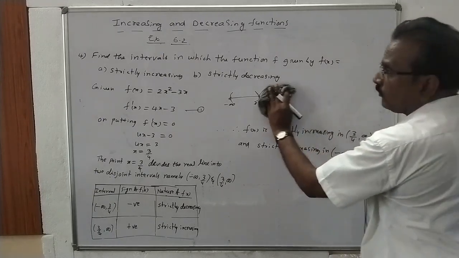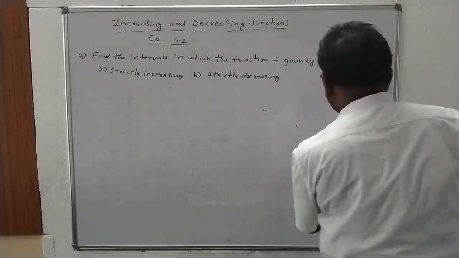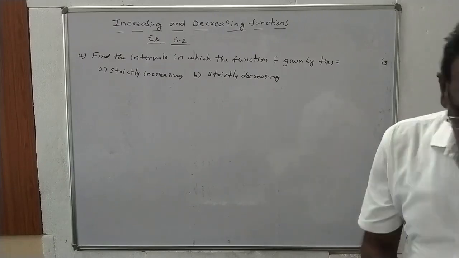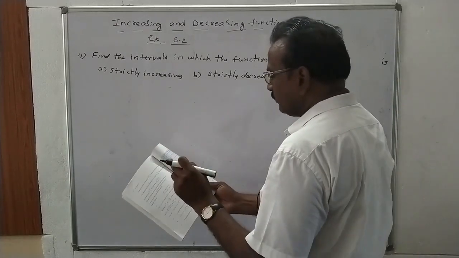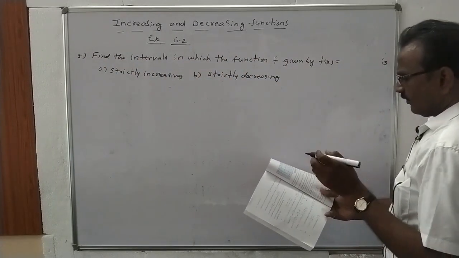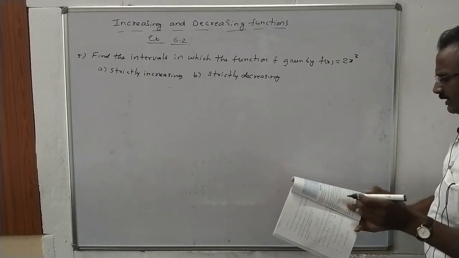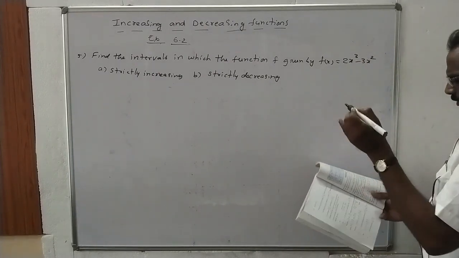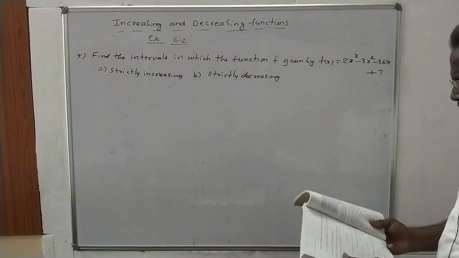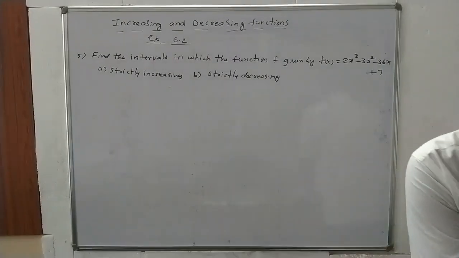Question number 5. Find the intervals in which the function f given by f of x is equal to 2x cube minus 3x square minus 36x plus 7 is strictly increasing and strictly decreasing. So this is question number 5.